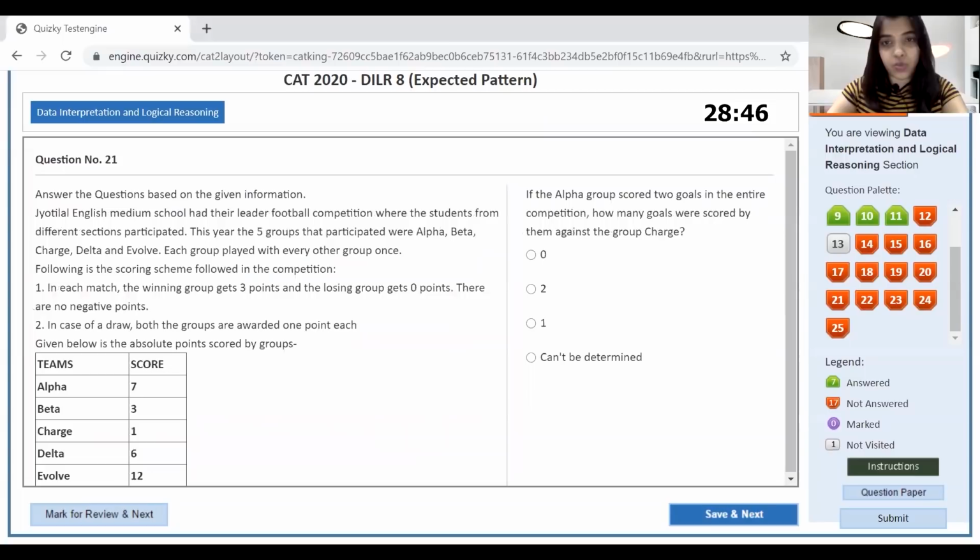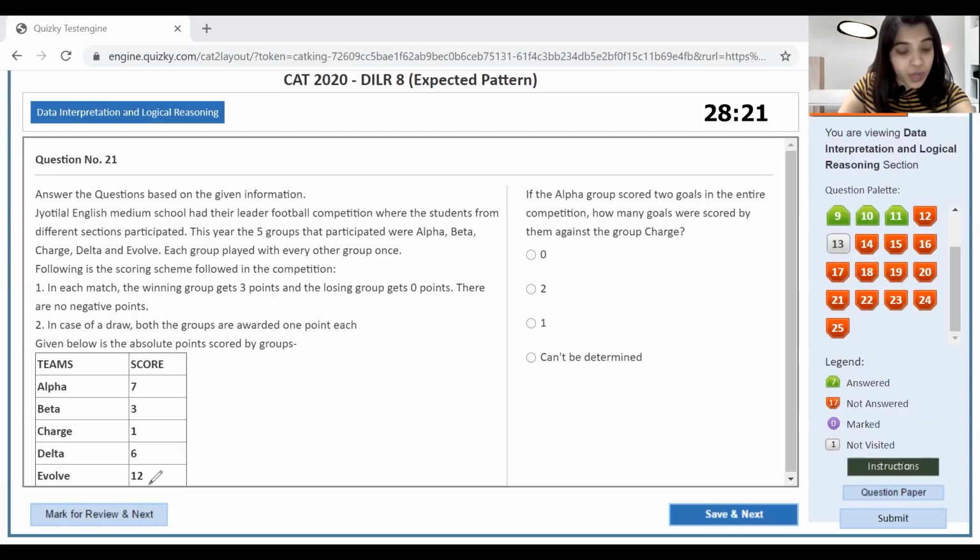All right, let's do this one first. So they're talking about 5 groups who participated in some tournament. Each group played with every other group once. So there's 5 groups. Every group played 4 other matches, right? Winning gets 3 points, losing gets 0 points, no negative points, and a draw gets you 1 point each, right? So we can have an idea of what the scoring pattern was for these teams.